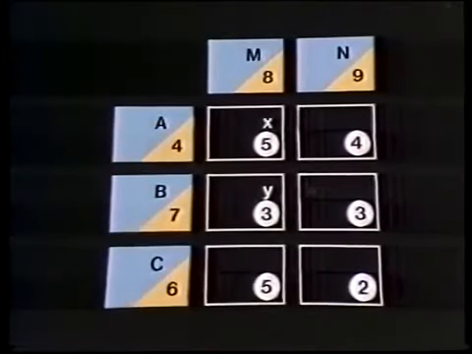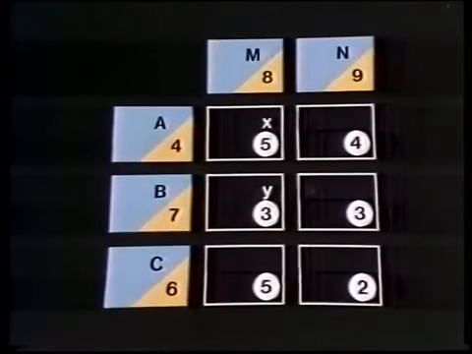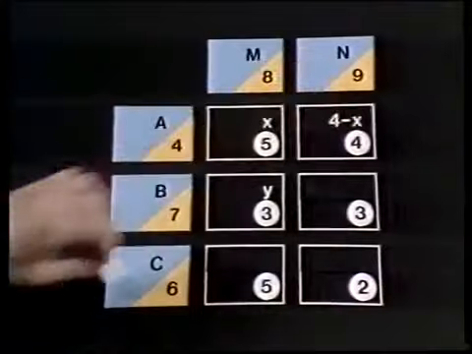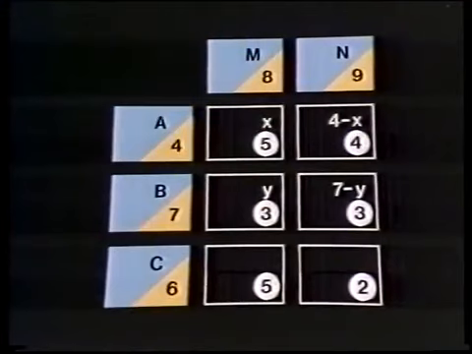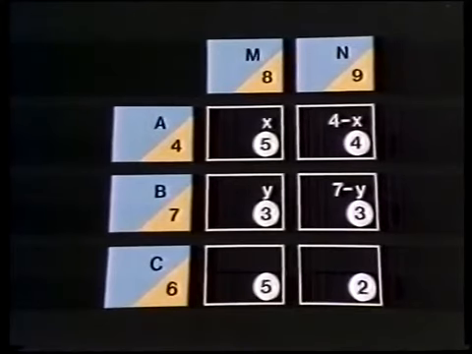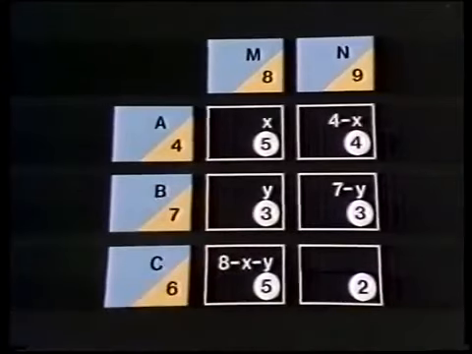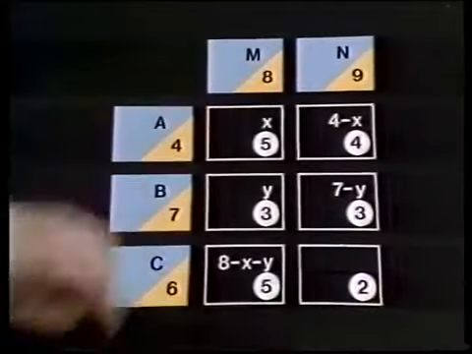The reason for doing that is that the constraints of the problem now determine all the other amounts. For example, since A produces just 4 units and X of them go to M, the remaining 4 minus X must go to N. Same way, from B to N, we must send 7 minus Y units, and looking at M, well, it's already received X units from A and Y units from B, so it must receive 8 minus X minus Y units from C in order to make up its demand of 8 units.